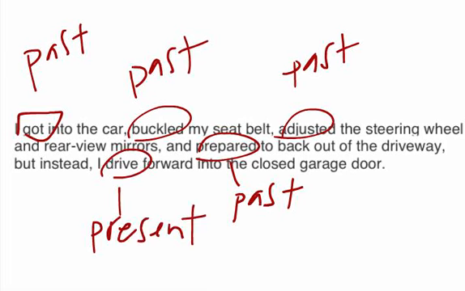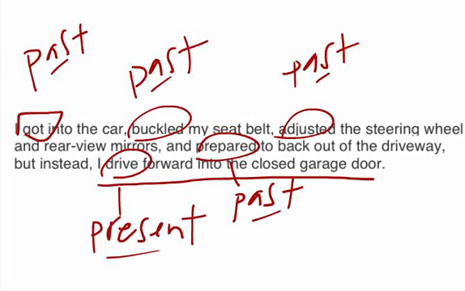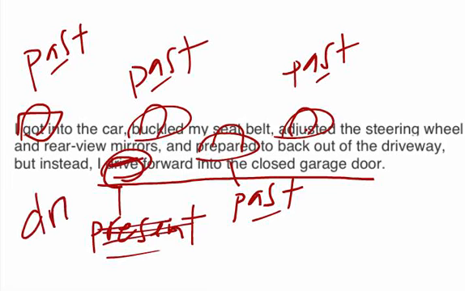All right, so as you can tell, we've got past, past, past, past, and then all of a sudden the verb tense shifts to present. Now, the action that's going on here happened at the same time that all of these other actions are going on. So this verb should be in the past also. So if we change this to drove, then the sentence reads, I got into the car, buckled my seatbelt, adjusted the steering wheel and rearview mirrors, and prepared to back out of the driveway. But instead, I drove forward into the closed garage door.